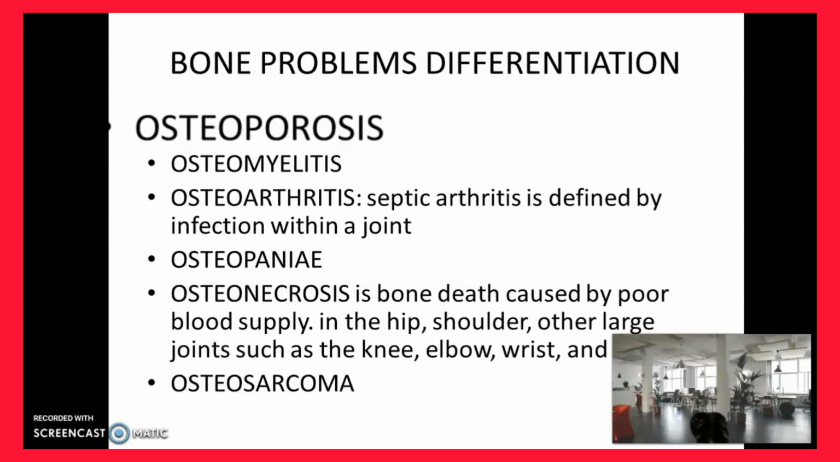Osteopenia has to do with the bone, and osteonecrosis is bone death caused by poor blood supply in the hips, shoulder, other large joints such as the knee, elbow, wrist, and so on. Then you have osteosarcoma, which has to do with cancer of the bone.